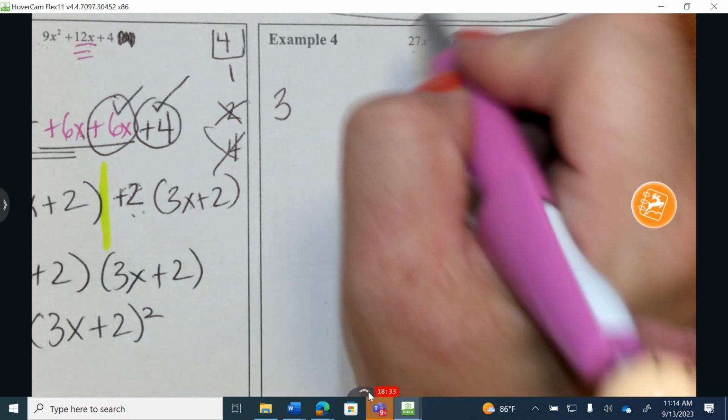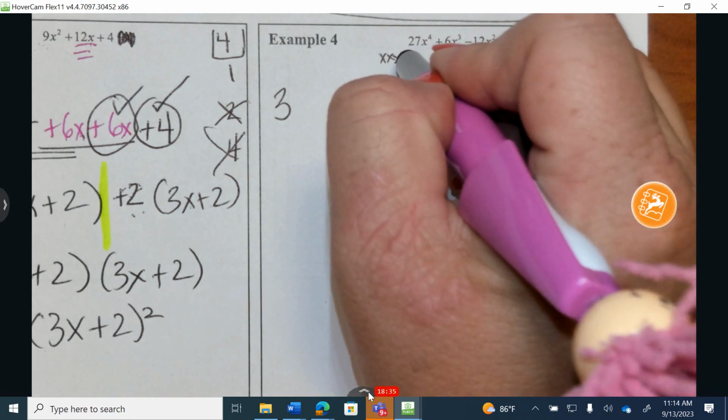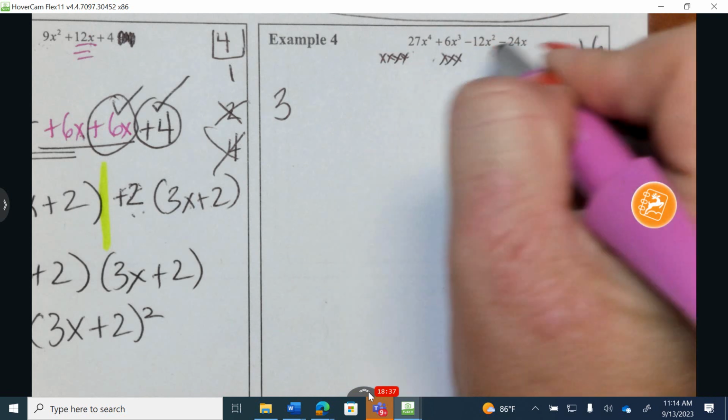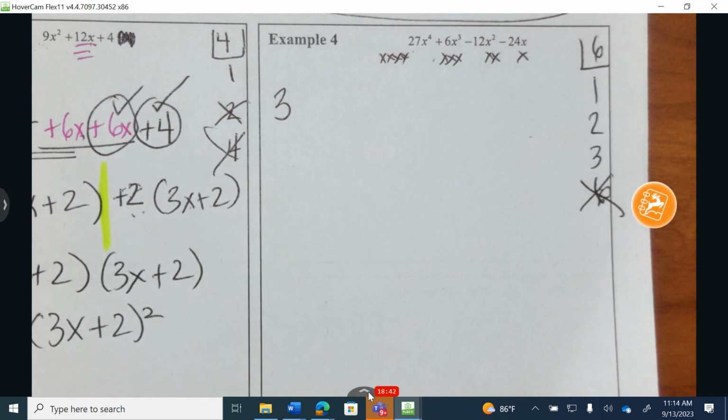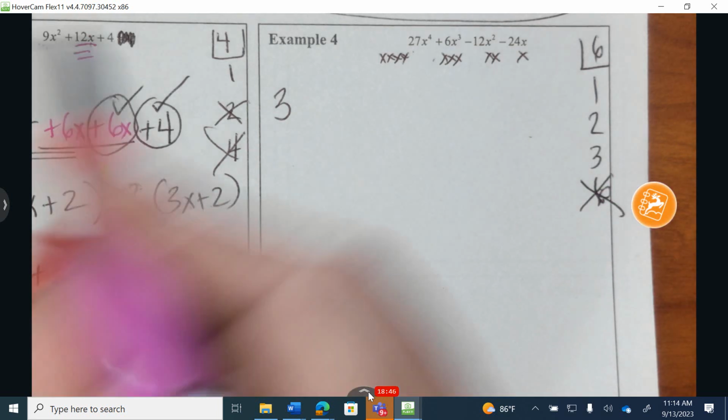This first term has 4 x's. The second term has 3 x's. The third has 2 x's, and the final one has 1 x. What is the most x's I can take from all 4 terms? 1 x.